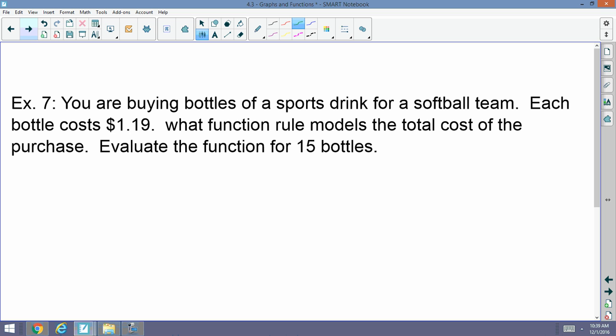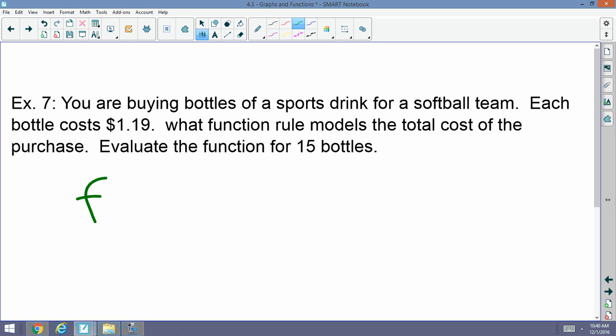You're buying bottles of a sport drink for a softball team. Each bottle costs $1.19. What function rule models the total cost of the purchase? Evaluate the function for 15 bottles. What do you guys got here? Talk to me.